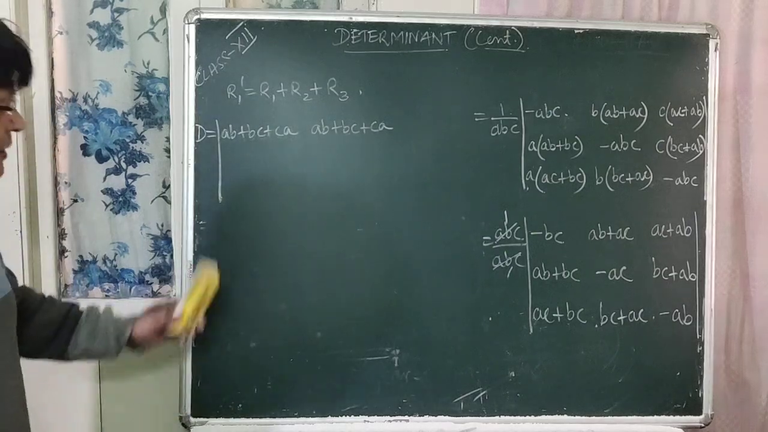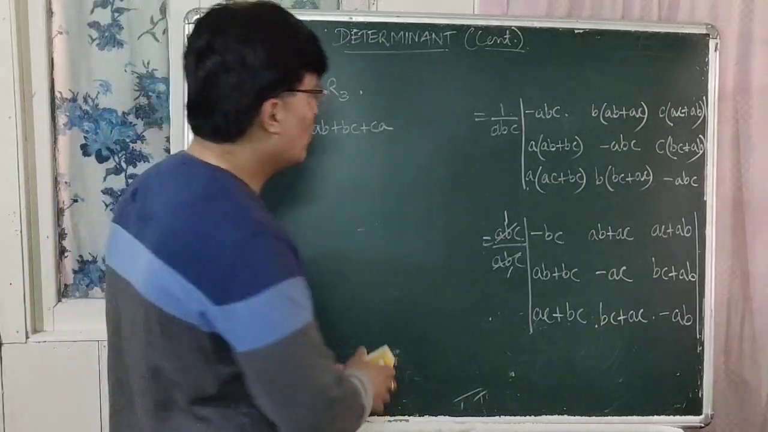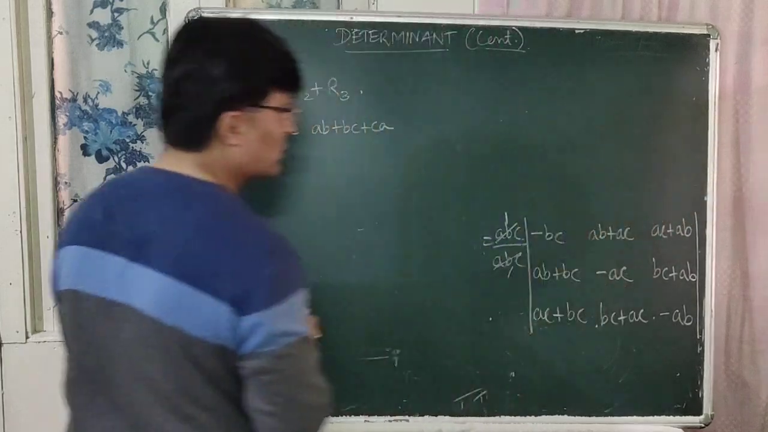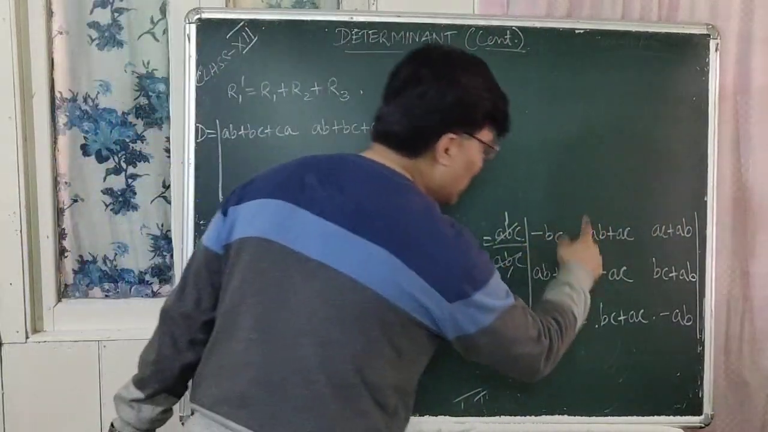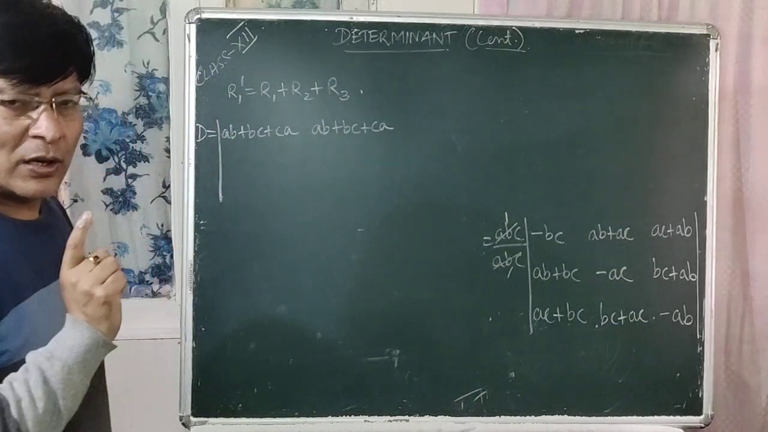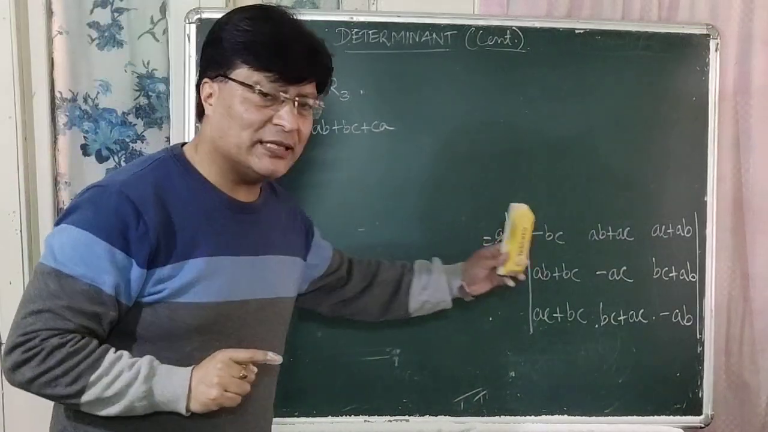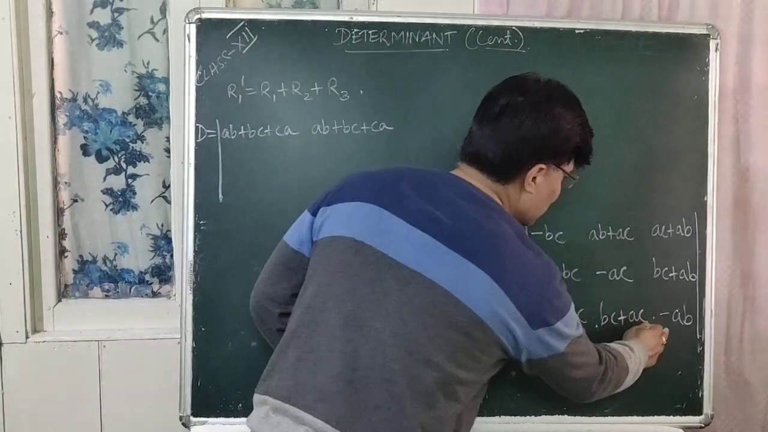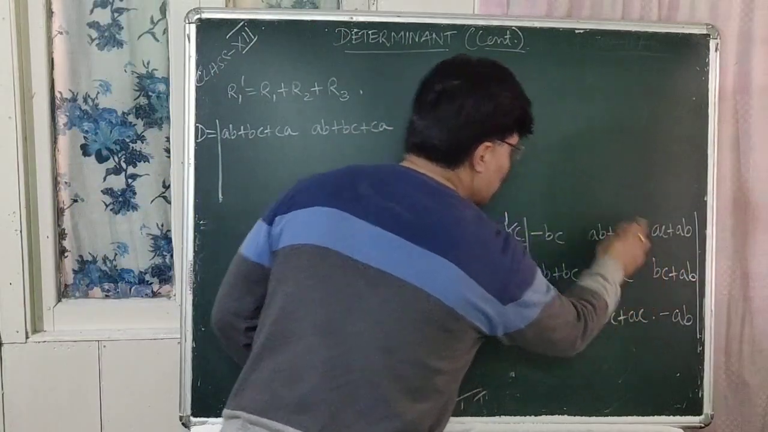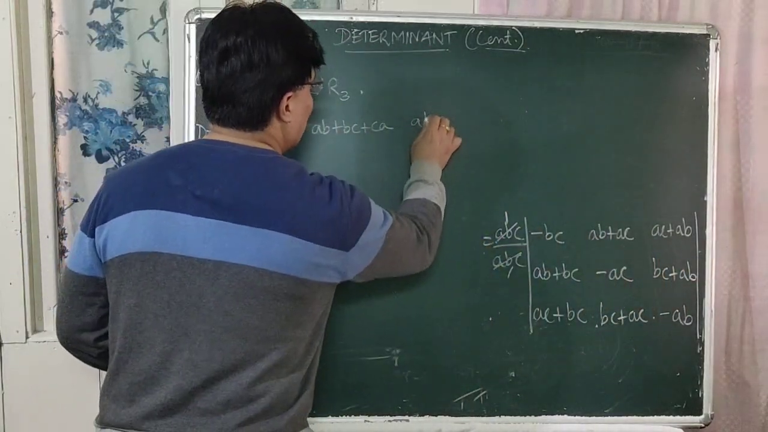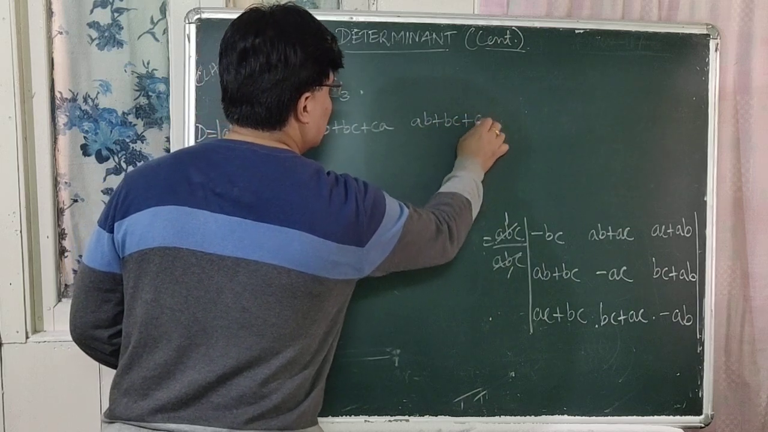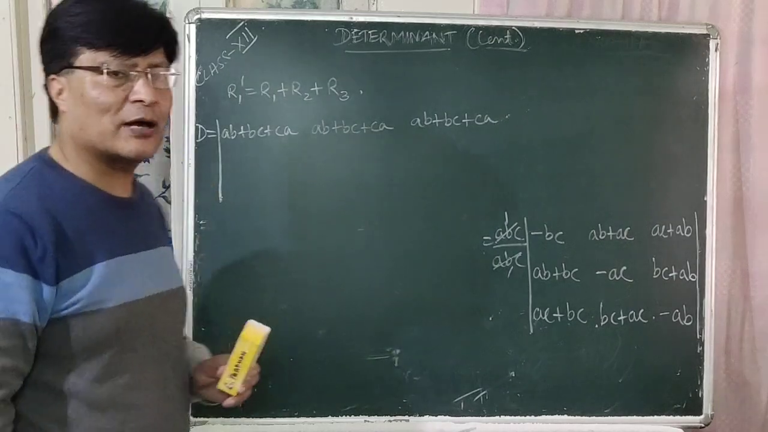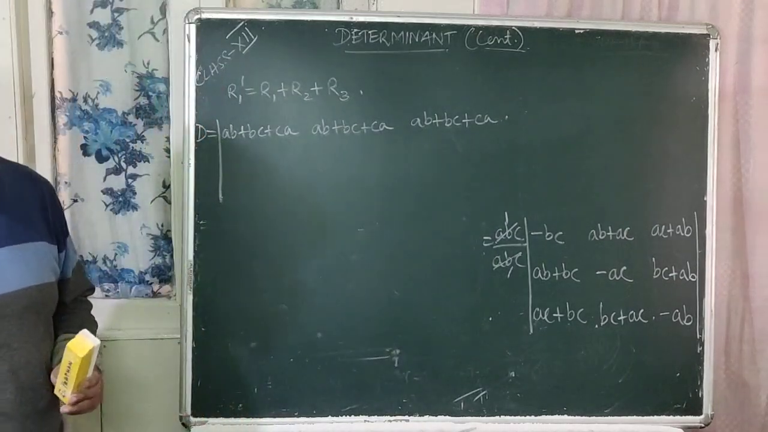Is that right? Next, what will be the third row now? Again, add all those elements in the third column. That is not third row, that is third column, right? Minus AB plus AB gets cancelled, AB plus BC plus AC. This is AB plus BC plus CA. Is that clear to all of you? So this is R1 dash is equal to R1 plus R2 plus R3.